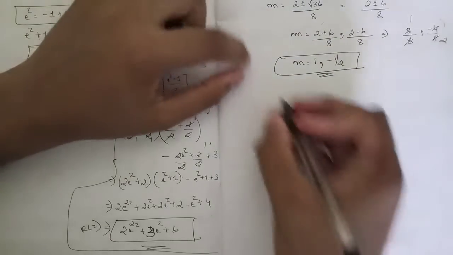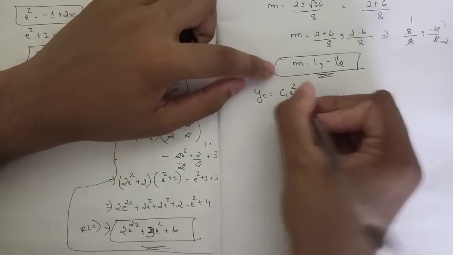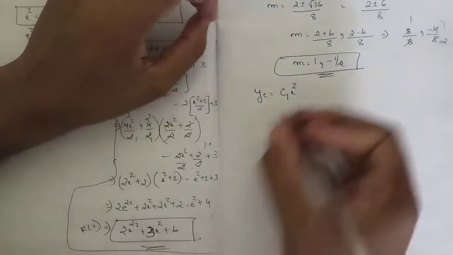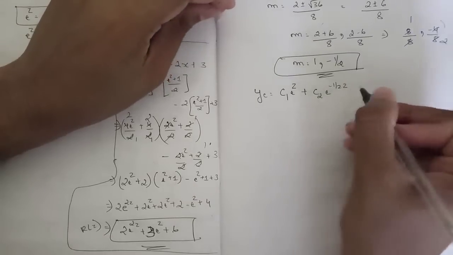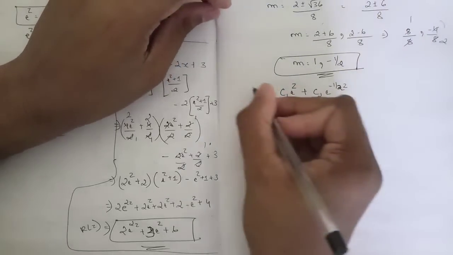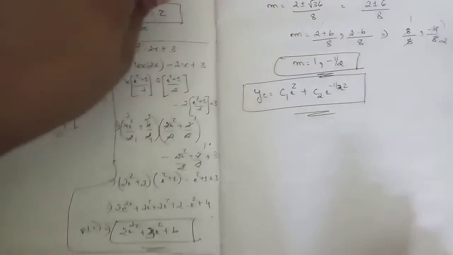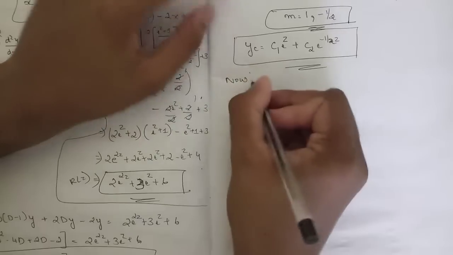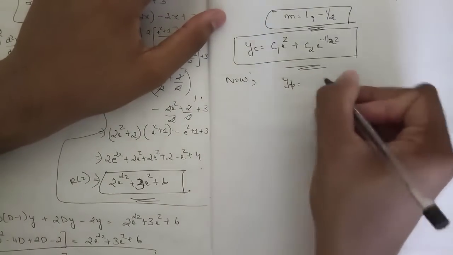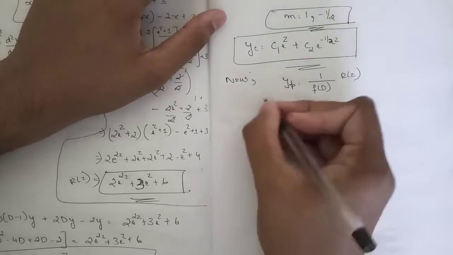Okay, so now our complementary function would be written as c1 e to the power z plus c2 e to the power minus 1 by 2 z. Okay, so now let's find the particular integral, 1 by f of d into r of z.